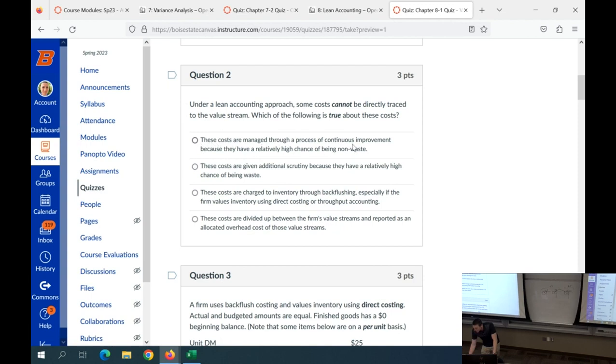Okay, so these costs are managed through a process of continuous improvement because they have a relatively high chance of being non-waste. Okay, I think this would be true if we were talking about costs that can be traced to the value stream. Here's the idea. This phrase right here is often what is used, a process of continuous improvement. So for X1, X2, and X3 that drive both cost and revenue, over time you would like to get those optimized, for sure. You don't want to be spending extra on employees if you don't have to, even though they are important to the value stream. So over time you're going to try to figure out the exact amount I need to pay to get just the optimum amount of quality from employees, but not wasteful, you know?